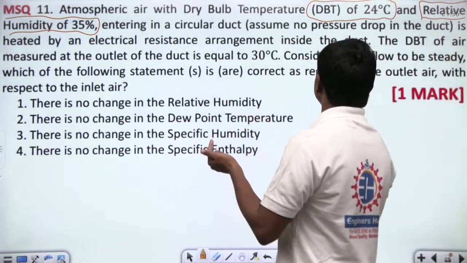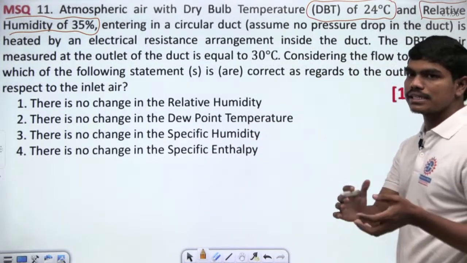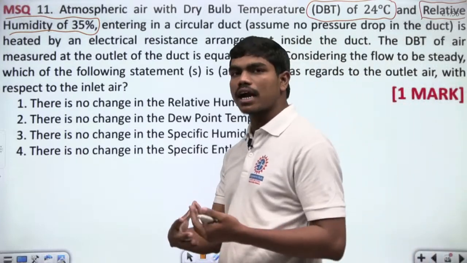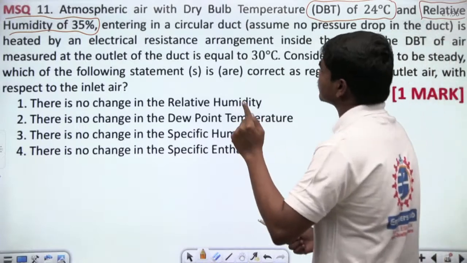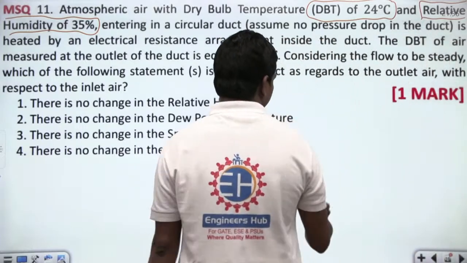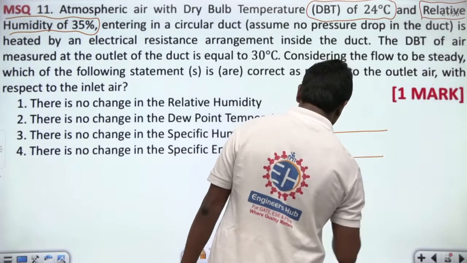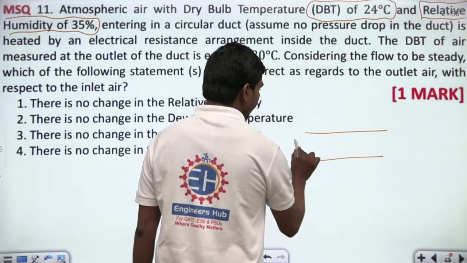Entering a circular duct, assume no pressure drop in the duct. Okay, so basically some moist air is entering a circular duct and there is no pressure drop in that duct. It is heated by an electrical resistance arrangement inside the duct. So basically there is some circular duct and there is some inflow of moist air.